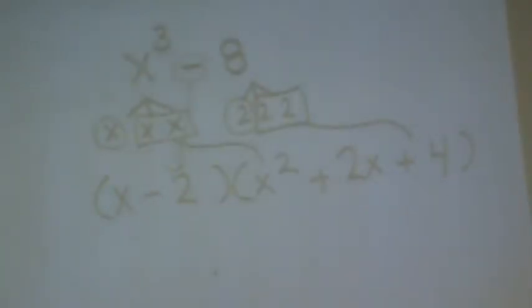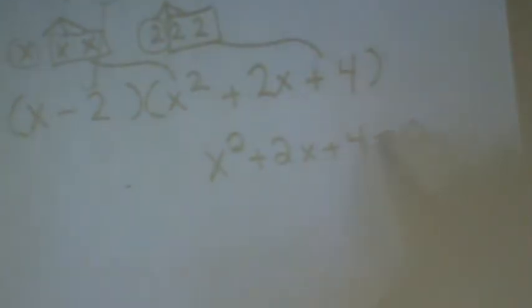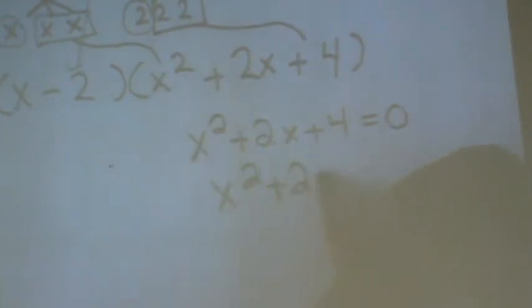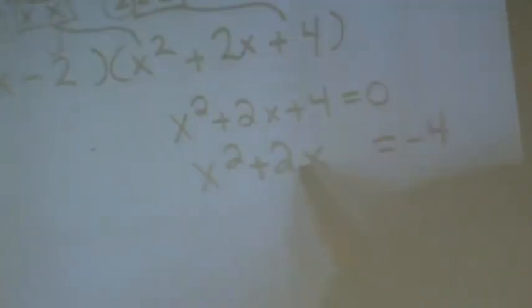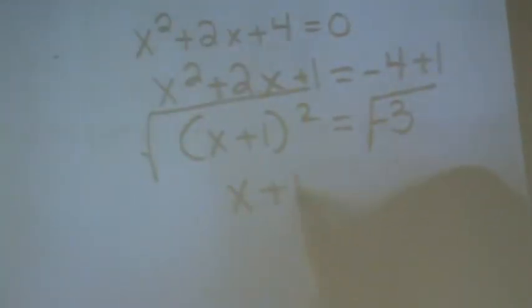Now what you're going to have to do here is solve this. I would set this piece right here equal to 0, and I would complete the square. I would subtract 4. Half of 2 is 1, square it, and add 1 to both sides. Factor, square root, and I'm going fast because this should be very easy: root 3i, and then subtract 1. This is nothing new. This is what you just took a test on.